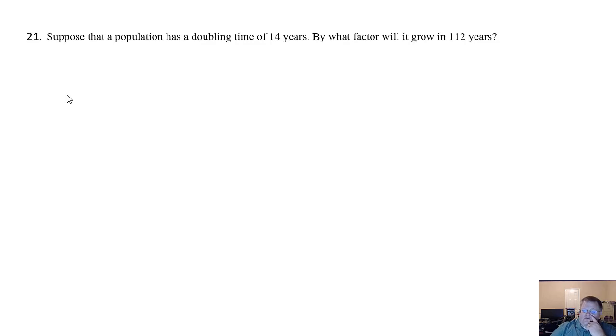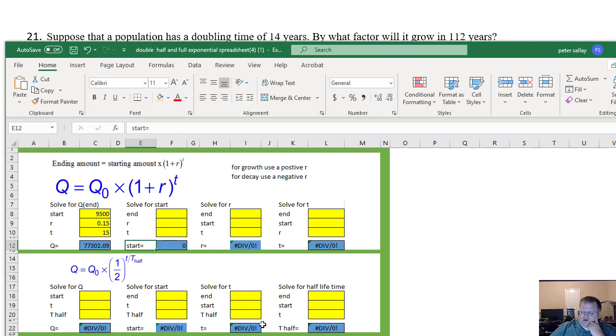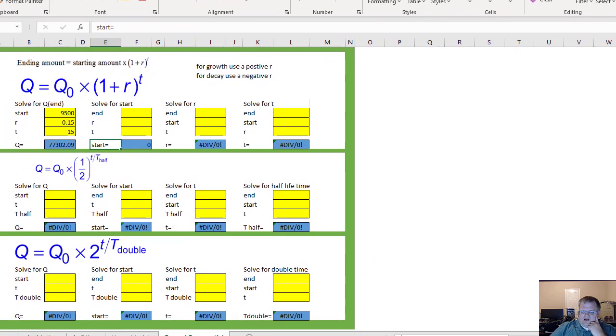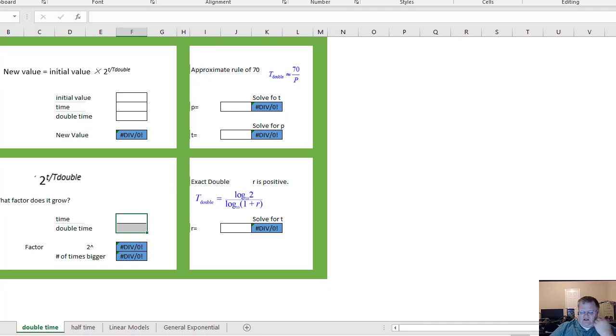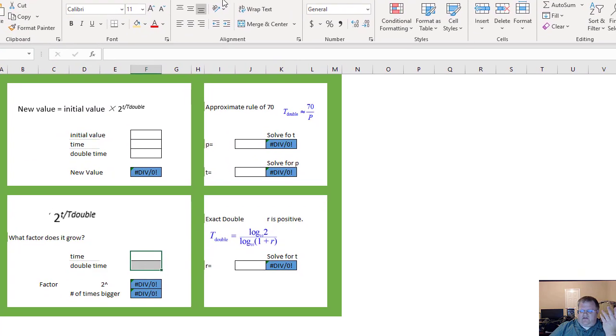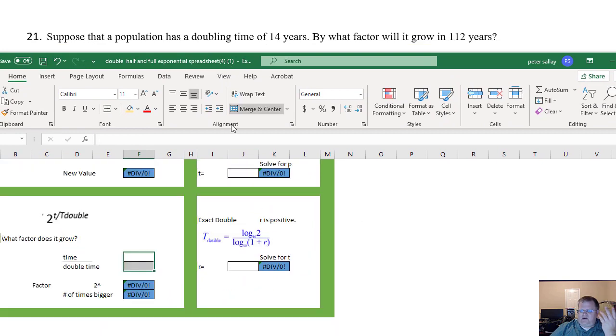Now, the reason I wanted you to review all the things that spreadsheet can do is that in this case, we see the phrase doubling time and the word factor. So we want to think back to where we've seen that before. If I access the double time tab, I can see that this corner gives me a formula, and it allows me to type in the time and the double time, and it will tell me the factor, both in exponential form and just how many times bigger it was. So we're talking 112 years, given a double time of 14. In exponential form, that'd be 2 to the 8th power, or 256 times bigger.